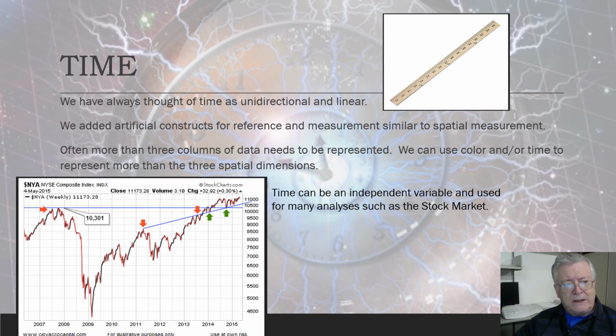So often we have more than 3 columns of data which need to be represented. We can use color and or time to represent more than the 3 spatial dimensions, and I kind of already showed you data moving through time, and data with color as a 4th dimension.